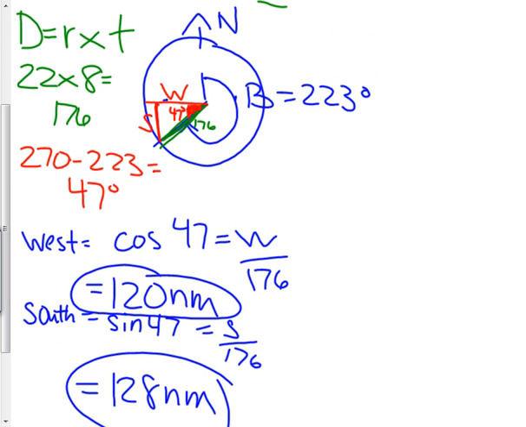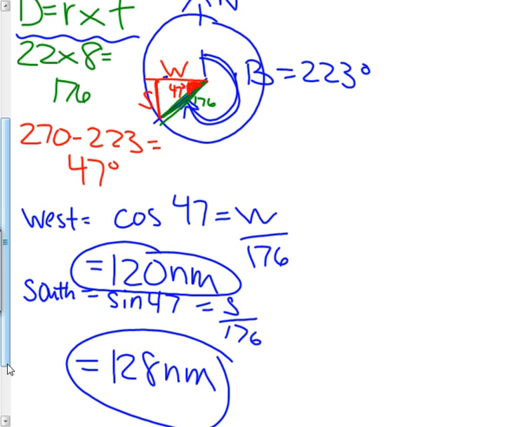Basic things to remember here are distance equals rate times time. The bearing is in degrees and it's in reference to north, always starting north and going clockwise. And then taking what you know and plugging it into a triangle and figuring out what you don't know.